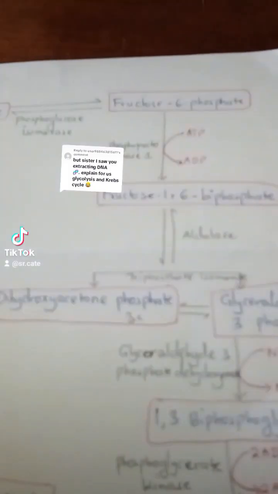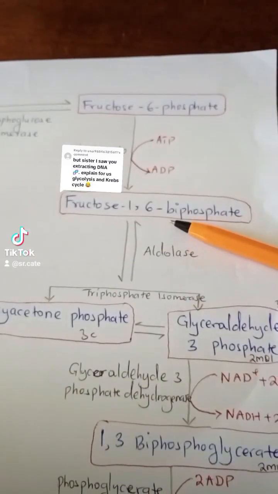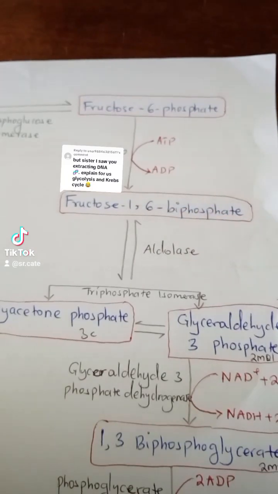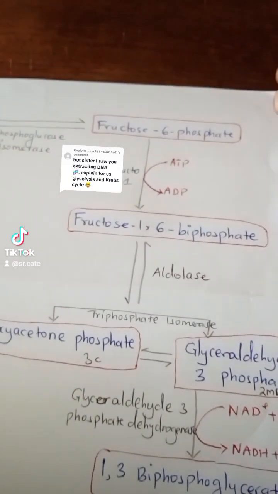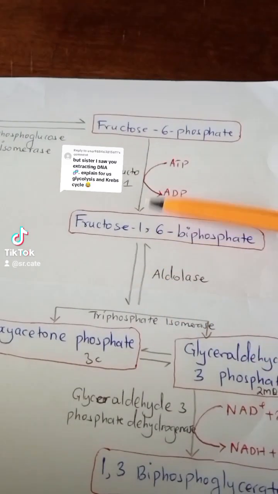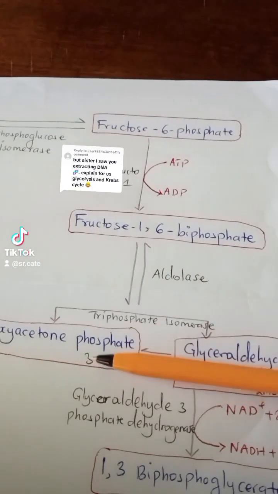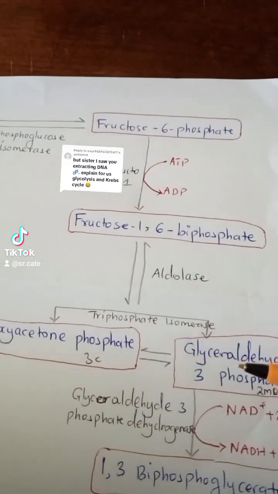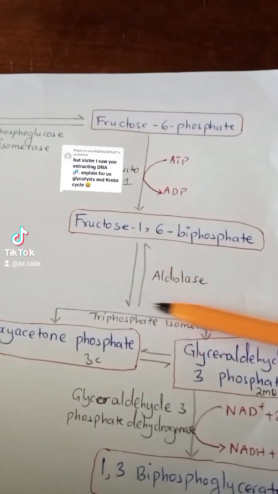Now from there we do what we call the cleavage, or cutting into two. Now, fructose is a 6-carbon compound. What happens, it is divided into two. That's in simple words. So we'll have a 3-carbon compound and another 3-carbon compound. This process is catalyzed by an enzyme called aldolase.